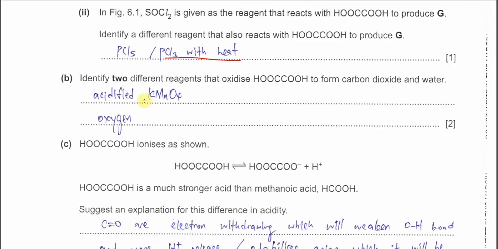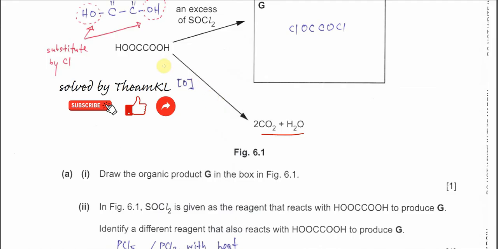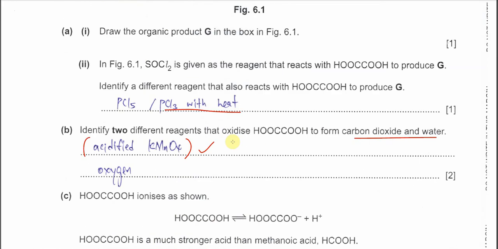Part B, identify two different reagents that oxidize ethanedioic acid to form CO2 and water. The standard oxidizing agent used for the oxidation of this carboxylic acid, ethanedioic acid, is KMnO4. You must put acidified KMnO4. Other than that, we can just burn it, meaning oxidize it using oxygen. Then it will completely oxidize and form CO2 and H2O. So another oxidizing agent is oxygen.